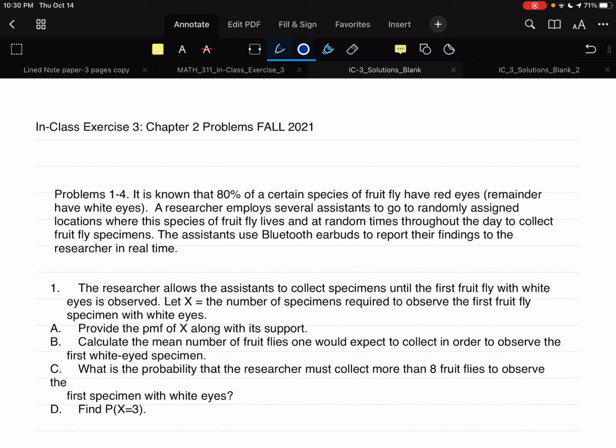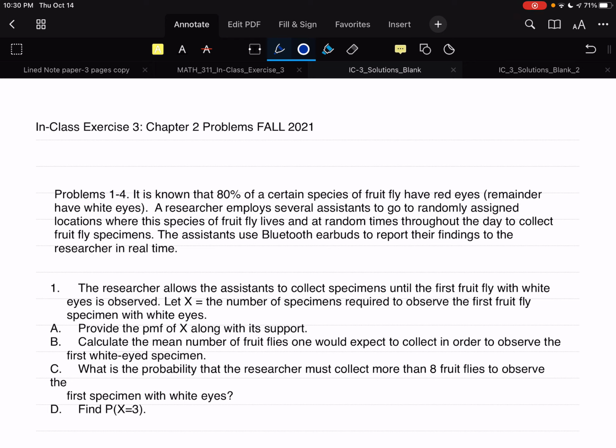So this is not a test, but it's similar to a test in that it's open notes, no open book, no electronic devices, but open notes in class, usually 30 to 40 minutes. In this exercise, it's chapter 2 problems, and the students were instructed to select 3 of the 6 problems, any 3, and complete them for a grade.